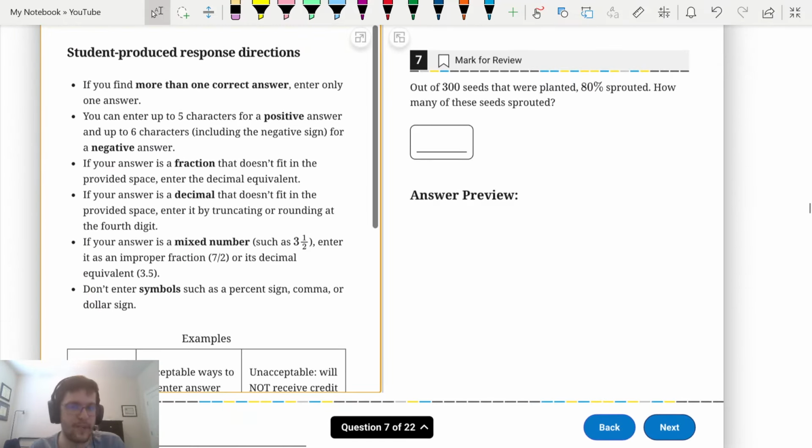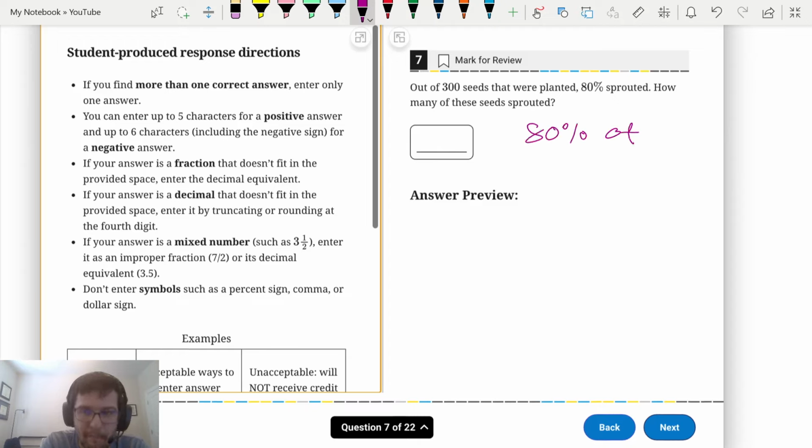Okay, so it says out of 300 seeds that were planted, 80% sprouted. How many of these seeds sprouted? Okay, so it's asking us to do 80% of the total. So it wants us to do 80% of 300. All you do is change the percent to a decimal and change the "of" to a multiplication sign. To change a percent to a decimal, you divide by 100. So 80 divided by 100 is 0.8. Of becomes multiplication, and we do 300. So now in our calculator, we do 0.8 times 300, and we get 240.